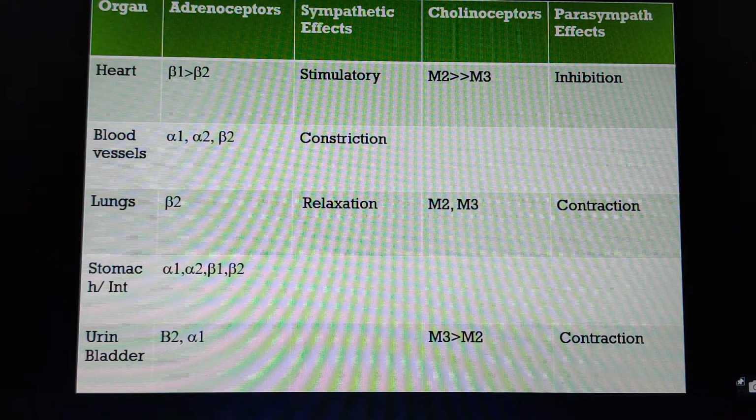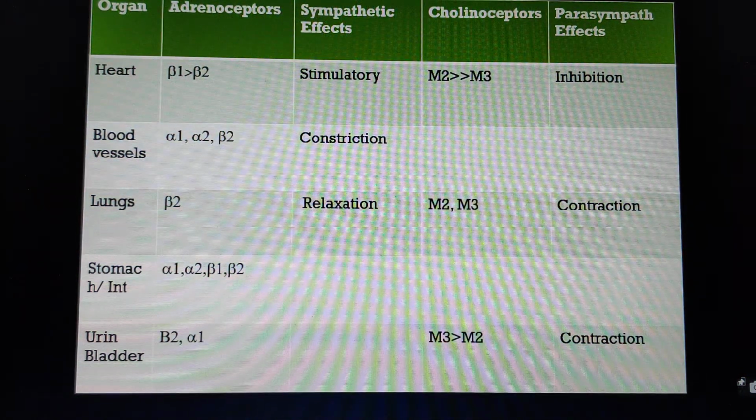Now, broadly speaking, some of the important organs are supplied by both sympathetic and parasympathetic systems, so what is their function? The heart has beta 1 more than beta 2, and sympathetic stimulation leads to cardiac stimulation. Whenever there is sympathetic stimulation, there is an increase in heart rate, an increase in force of contraction, and an increase in conduction velocity of the heart. Whereas parasympathetic stimulation causes inhibition of the heart, that means a decrease in heart rate, decrease in blood pressure, and decrease in force of contraction.